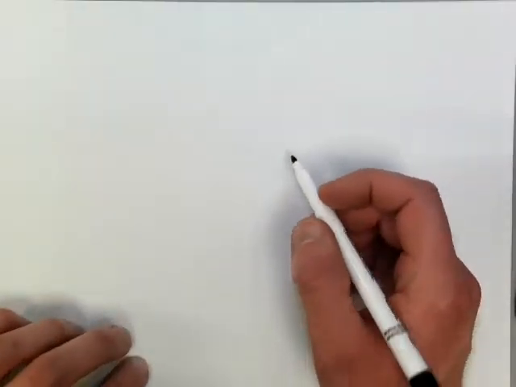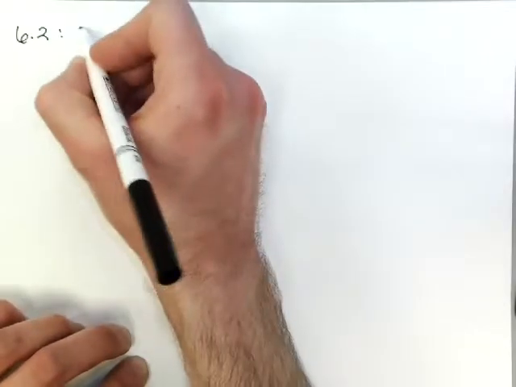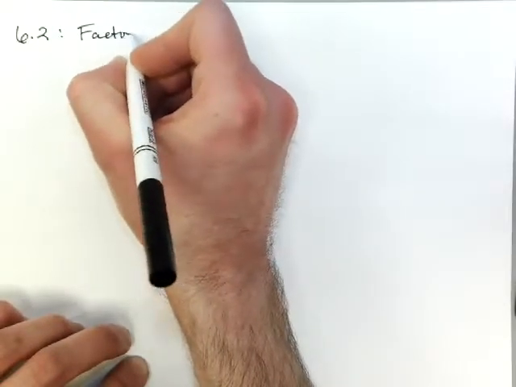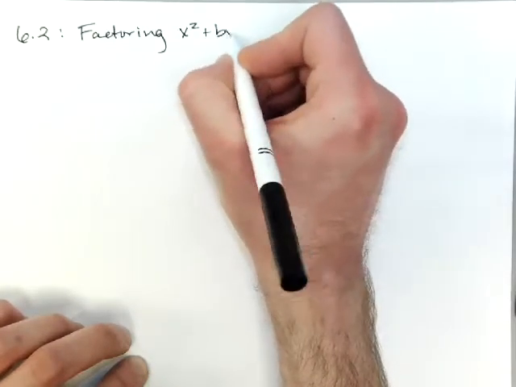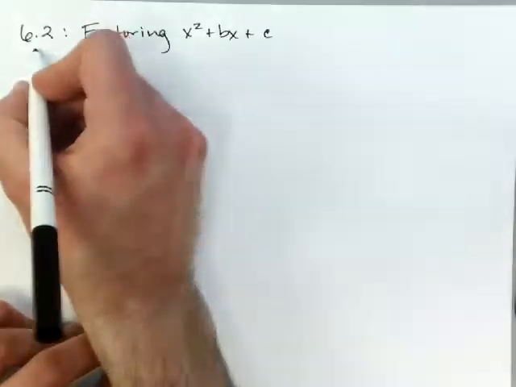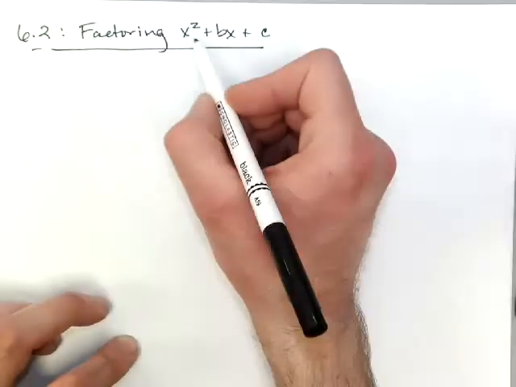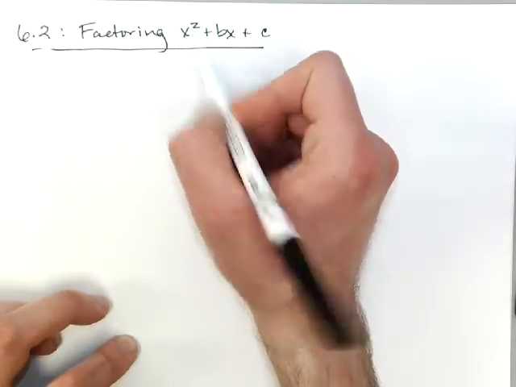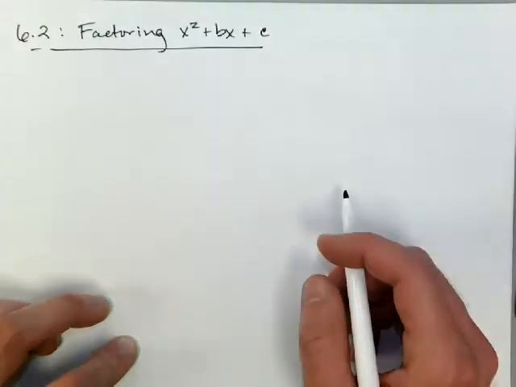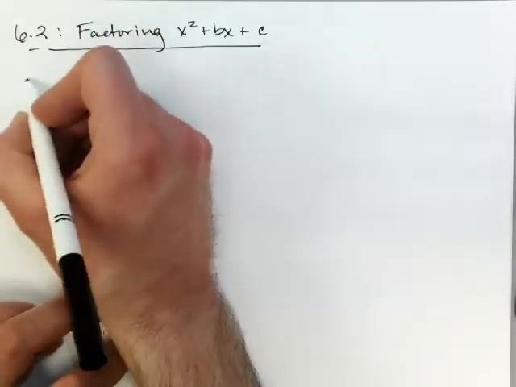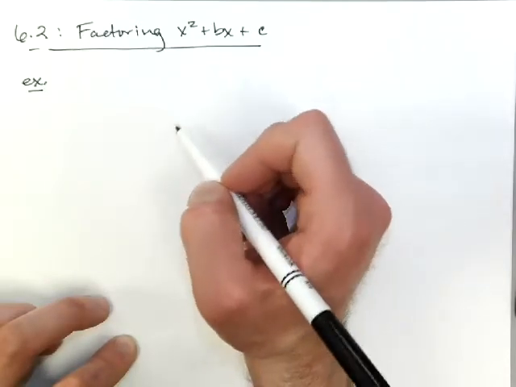All right, so today we're going to talk about section 6.2, which covers factoring of a trinomial of the form x squared plus bx plus c. The important thing is the highest power of this trinomial is x squared, and the coefficient of that highest power is 1 for this section. The idea here is that we need to kind of undo the FOIL method.